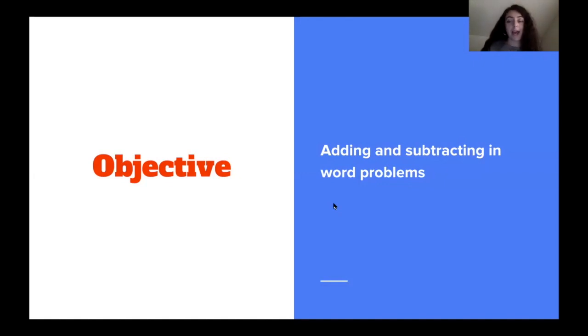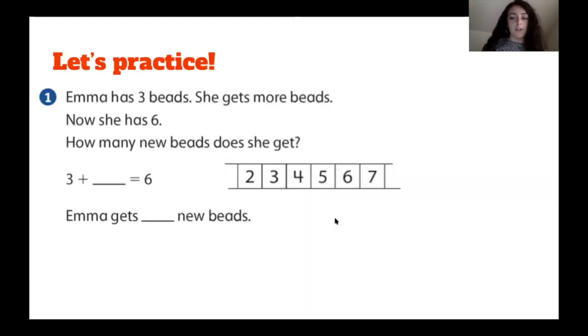So remember, when we add, we put together. And when we subtract, we take away. Subtracting is taking away. Okay, so for our first problem, make sure that you have your whiteboard and marker. If you don't have them, pause this video and then click play again so you're ready to follow along.